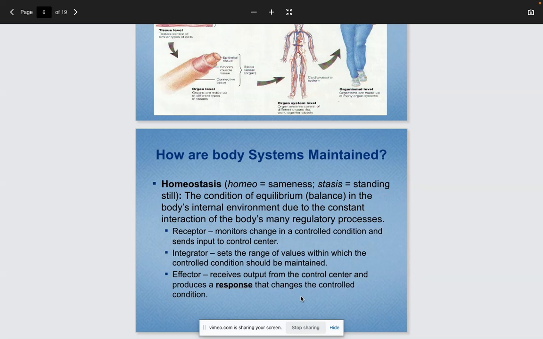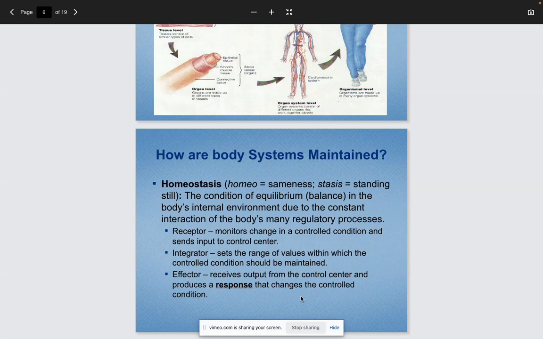Because if our body shifts in just one direction, that's never good, right? If our body gets too hot, we can go into hyperthermia. If our body shifts too cold, we can go into something called hypothermia. So our body has built-in mechanisms in order to maintain a central set point. And as we'll discuss later on in this next portion, you're going to see that that is called an integrator.